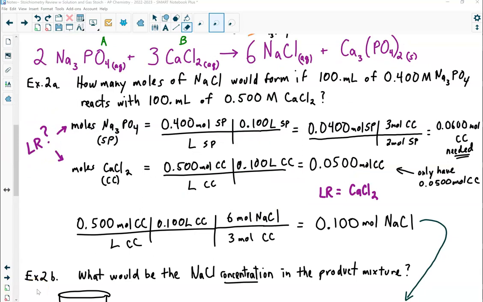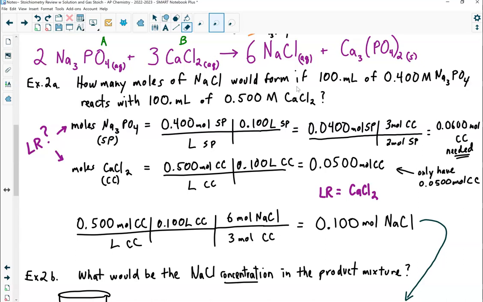Let's now look at a variation where there might be a limiting reactant. So this question, number 2 for the solution stoichiometry, says, how many moles of NaCl would form if 100 milliliters of 0.4 molar sodium phosphate reacts with 100 milliliters of 0.5 molar calcium chloride, right? And so you see you're given the amount of both solutions, and what you need to figure out is whether the 100 milliliters of 0.4 molar sodium phosphate and the 100 milliliters of 0.5 molar calcium chloride are in the correct proportion? And it turns out it's not.